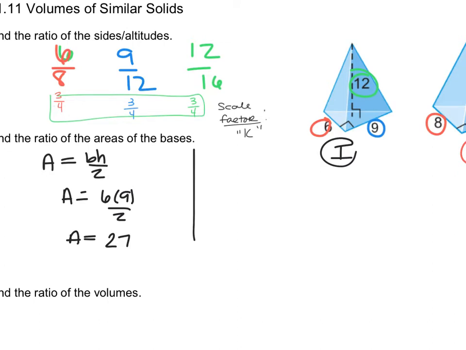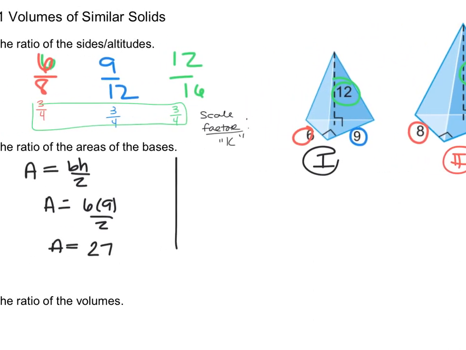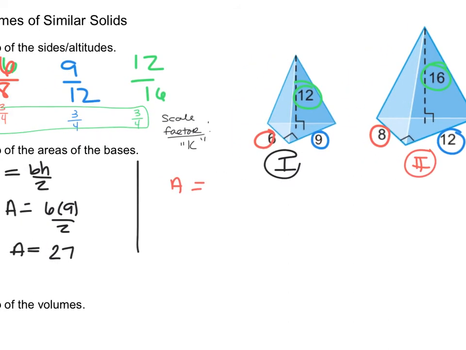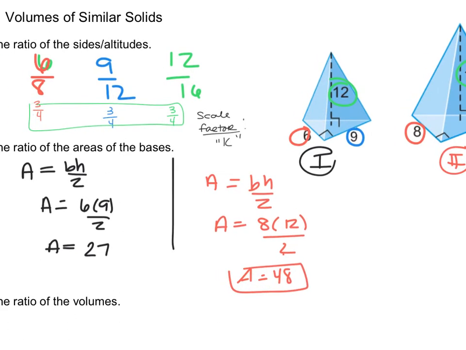Now I'm going to do the area for my second image. Area equals base times height divided by 2. You should be trying to find the area of the base of the second pyramid by yourself. Base times height over 2. Area equals 8 times 12 divided by 2. Here's the thing, those are some big numbers. So I'm actually just going to do 8 divided by 2, which is 4, and then 4 times 12, which is 48. So the area of the second pyramid's base is 48.